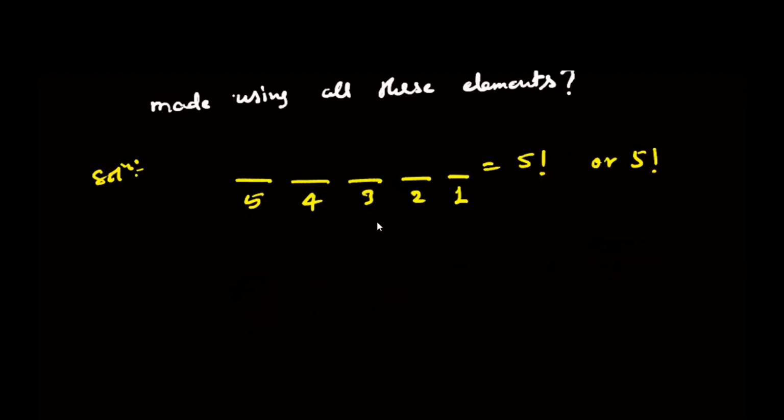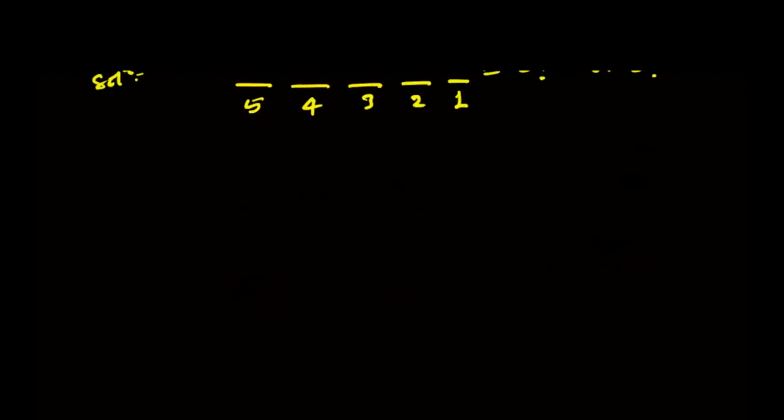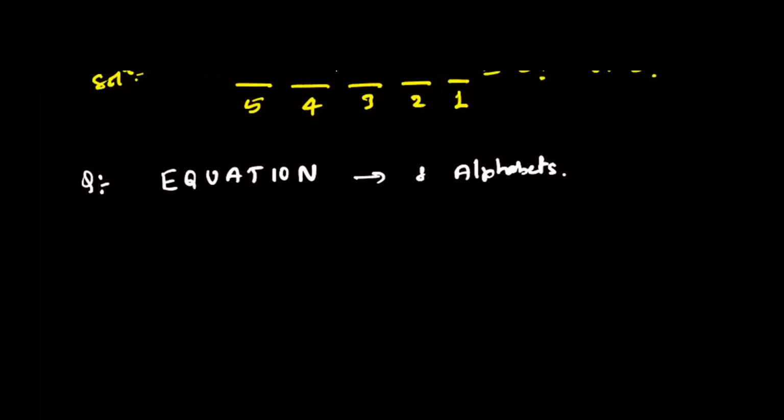So let's see one more example. Let's suppose I give you the word equation. So here 8 different alphabets are there. And all of these 8 different alphabets can be arranged in how many ways? So 8 factorial is the answer, because 8 different alphabets are there and they have to be arranged in a line. So 8 factorial words total we can have out of this word equation.